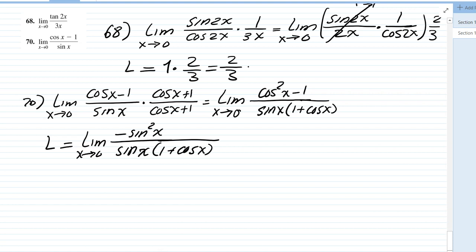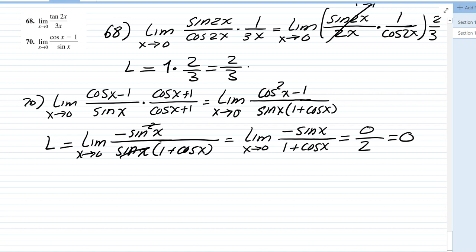And then what is the next step? Well, one of the sines cancels, right, from the top and the bottom. And now this is just the limit of negative sine x over 1 plus cos x as x goes to 0, and directly substitute now. Sine of 0 is 0, negative 0 is still 0. The denominator, cosine of 0 is 1. 1 and 1 makes 2. 0 over 2 is 0. It is not undefined. It is not indeterminate. 0 divided by 2 is 0. So that limit is 0 indeed. Okay.